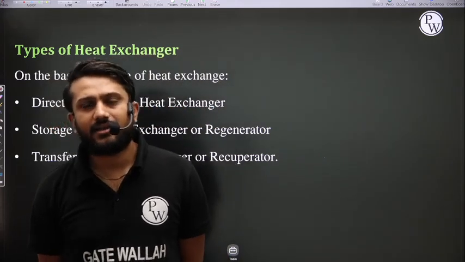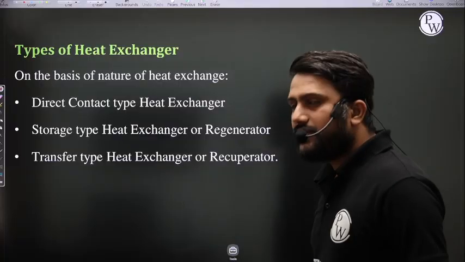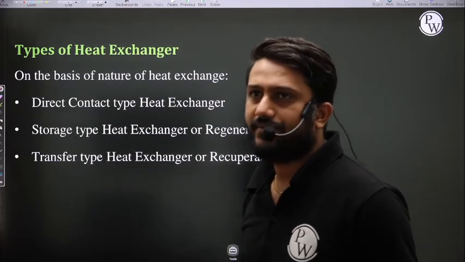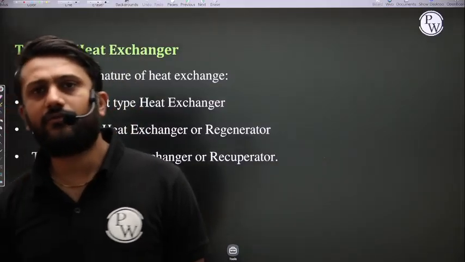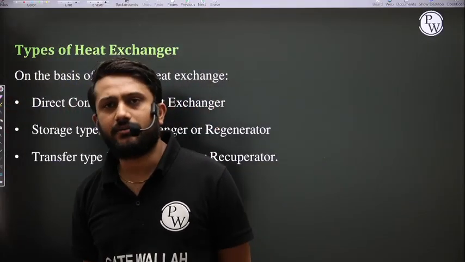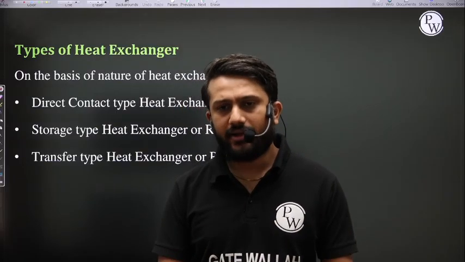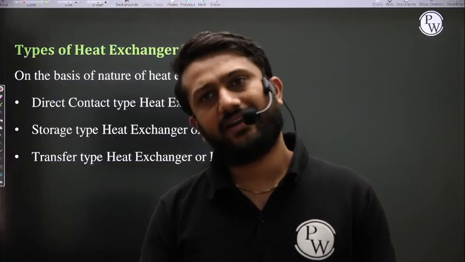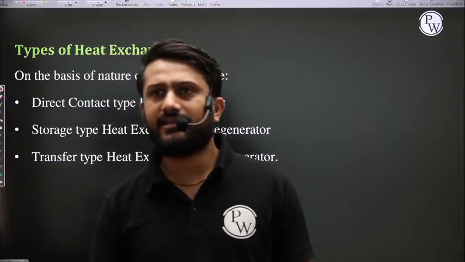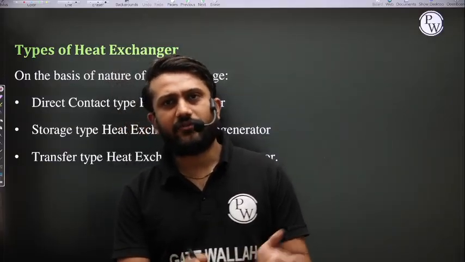there are three types of heat exchanger. The first one is the direct contact type of heat exchanger, that means the hot fluid and the cold fluid come into direct physical contact. The hot fluid gets cooled down and the cold fluid is heated. So this is the simple direct contact type of heat exchanger.